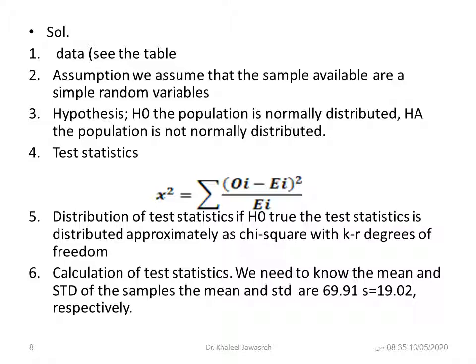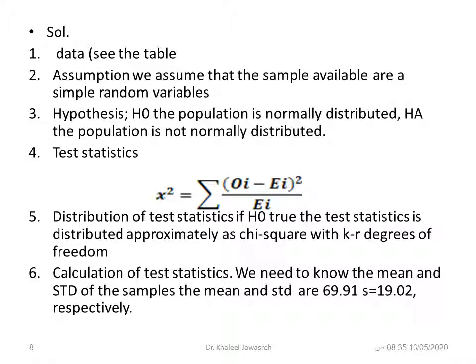Chi-square formula, which is the summation of observed minus expected squared over expected, okay? The fifth step is the distribution of the test statistic. If the null hypothesis is true, the test statistic is distributed approximately as chi-square with k minus r degrees of freedom. And the sixth step is calculation of the test statistic. We do need to calculate it.